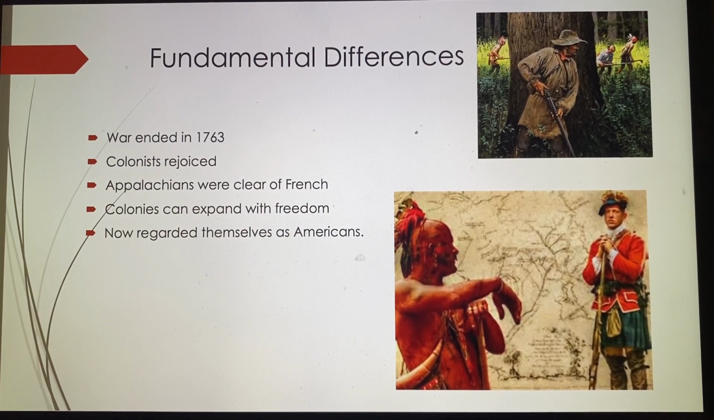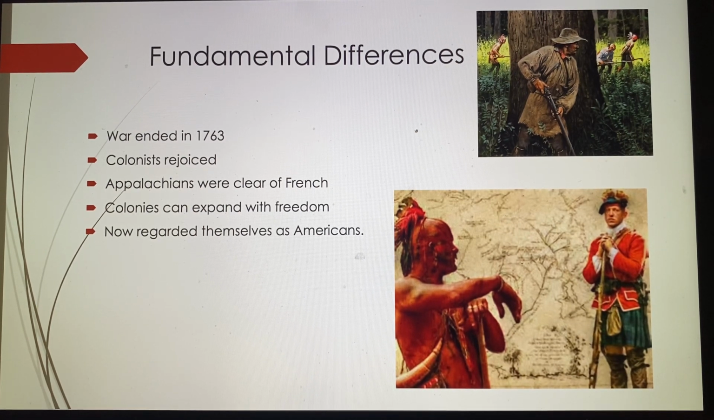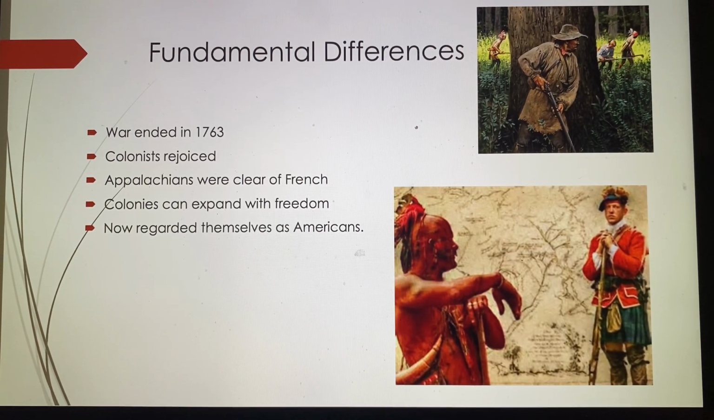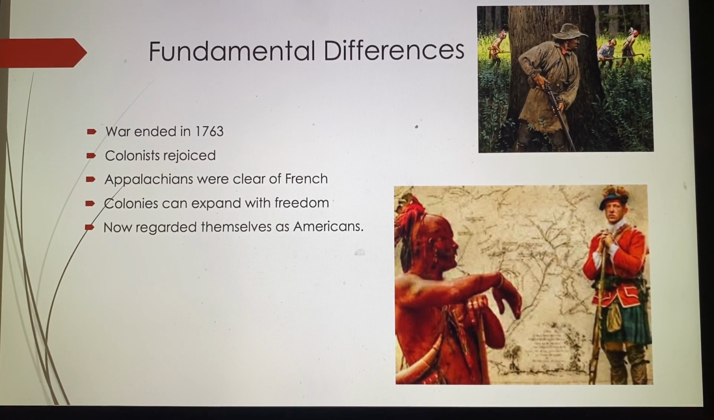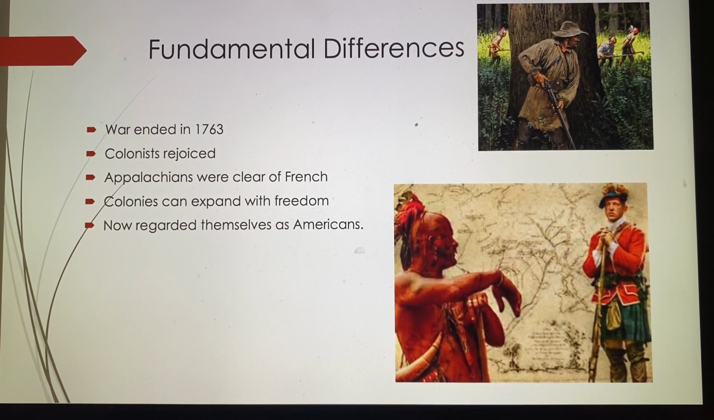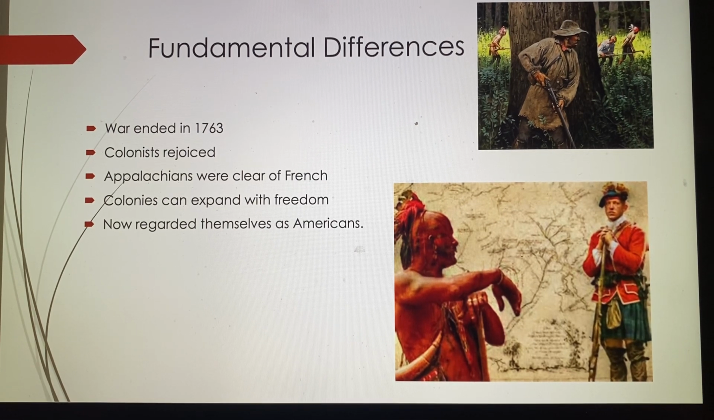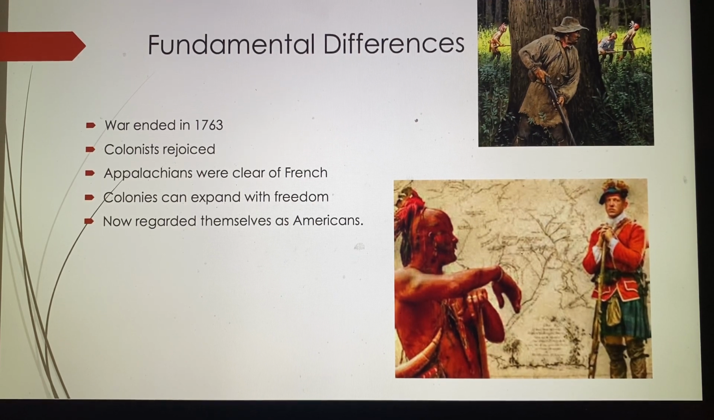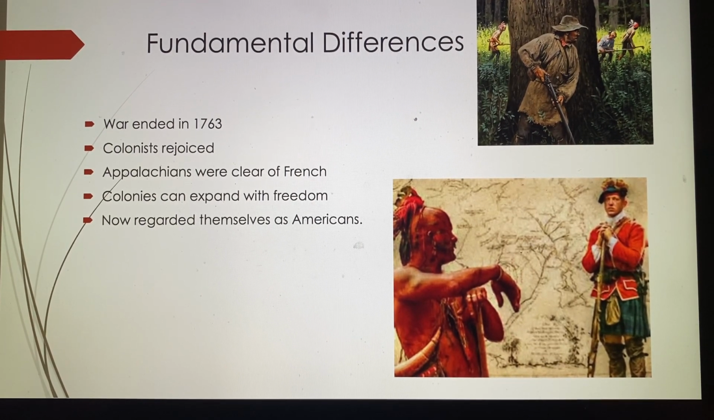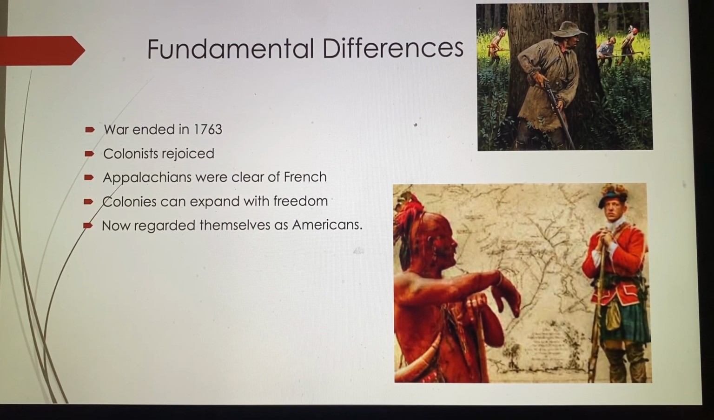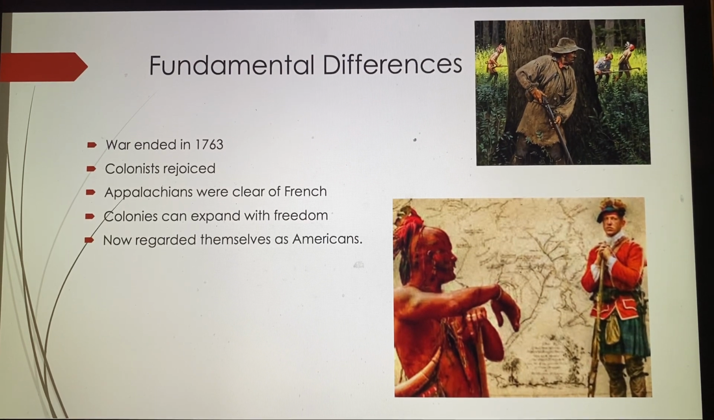Okay, the fundamental differences as the war happened. Well, the war ended in 1763, and the colonists rejoiced. Wow, they won. England won, and they were still loyal to England. The Appalachian Mountains were clear of the French now, and the colonists could expand as pioneers with freedom up into the Mississippi River and the Ohio Valley. And now they were starting to regard themselves as true Americans, with this area being their land.